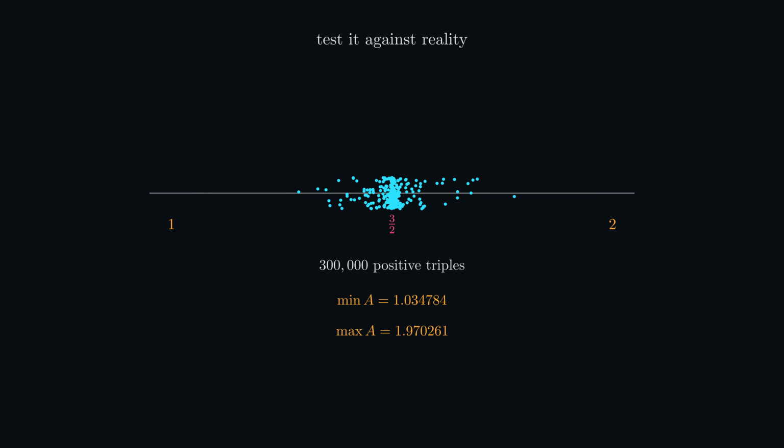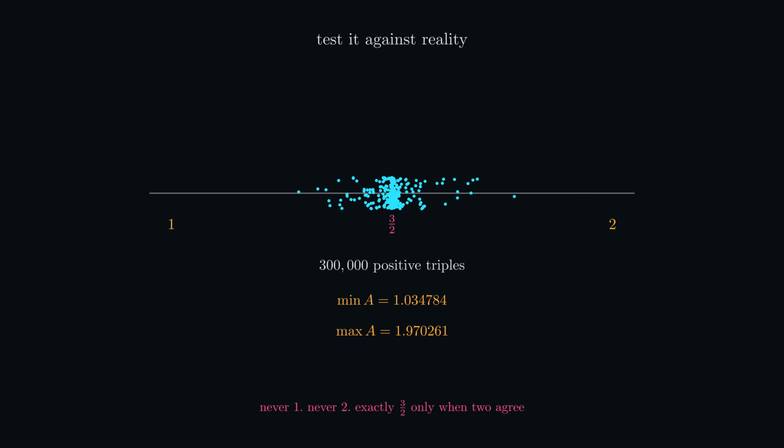Both bounds are now proved twice over. The numbers below are a check on the working, not a substitute for it. 300,000 positive triples, drawn at random over 4 orders of magnitude. For each one, we evaluate directly from the definition. The smallest value observed is 1.034. The largest is 1.970. Never at 1.